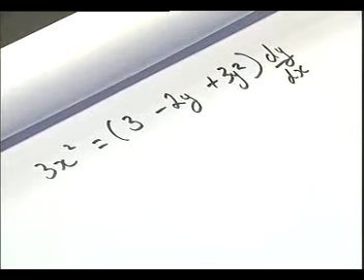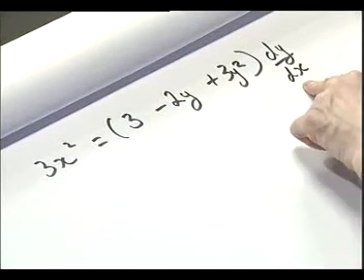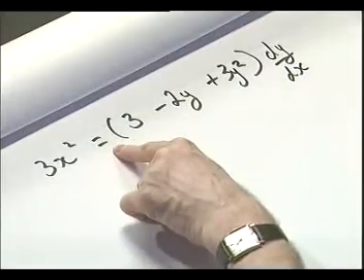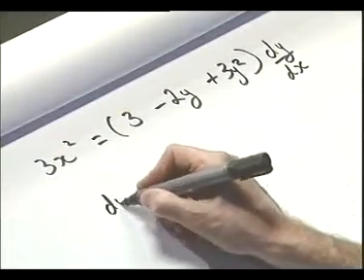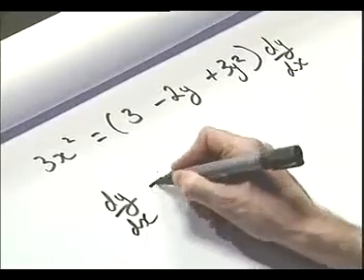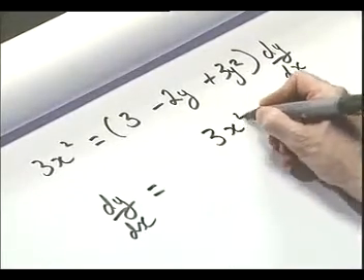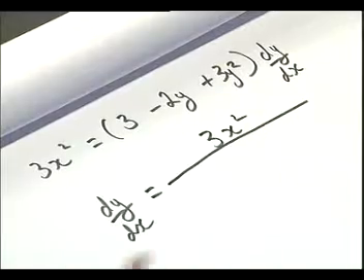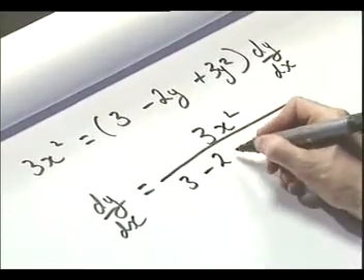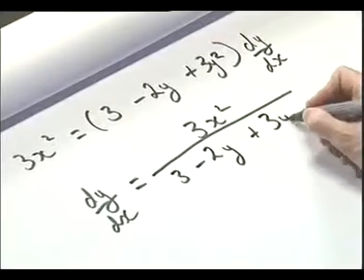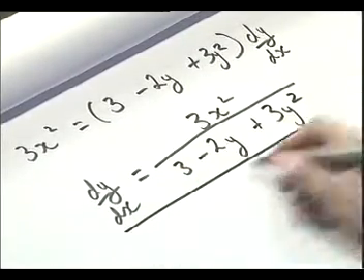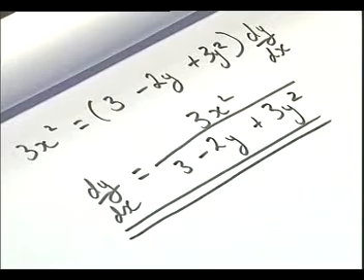3y squared. So now we can get dy by dx on its own if we divide throughout by this expression. And so dy by dx is equal to 3x squared, dividing both sides by 3 minus 2y plus 3y squared. And there we've got our expression for dy by dx. That was a reasonably straightforward example. There weren't that many complications, and it followed very directly from our first look at this.